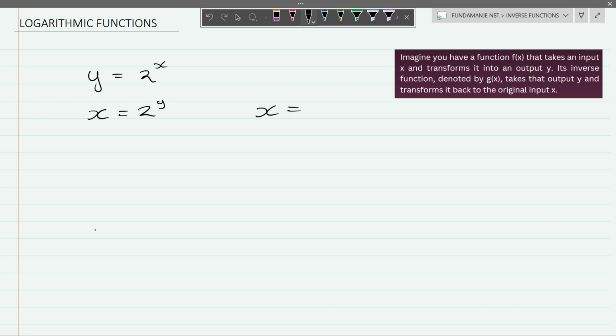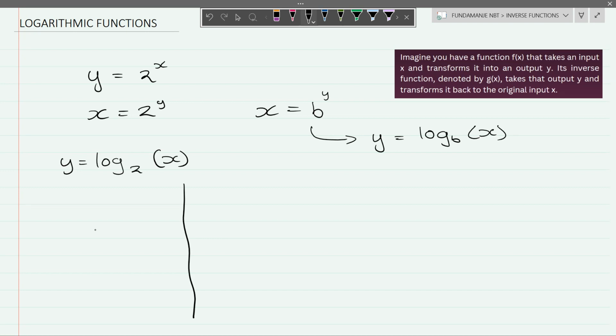Normally we have x is equal to the base to the power of some variable y. Then, in order to convert this into its logarithmic format, we say that y is equal to the log of whatever the base is, x. So in this case, we're going to have y is equal to log base 2 of x, like that. So that is logarithmic functions.